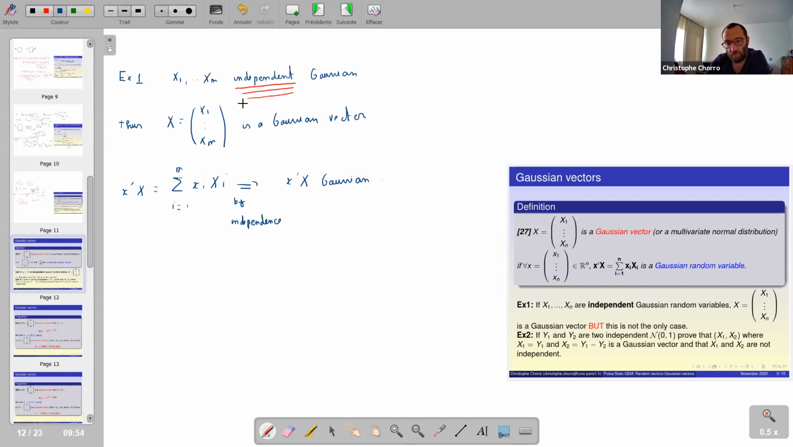But be careful, it's not the only situation. As we are going to see in the next example, you will have situations where you have Gaussian vectors, but for which the components won't be independent. So if you start from independent Gaussians, you easily build a Gaussian vector. The converse is false in general. That is, if you have a Gaussian vector, in general, the components are not independent. It's possible to have components that are not independent. So it's exactly what we are going to see in the second example. So let's do it this way.